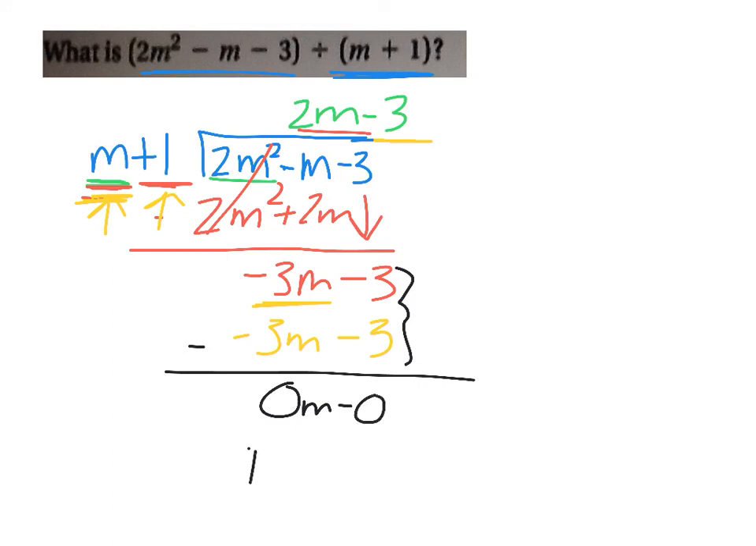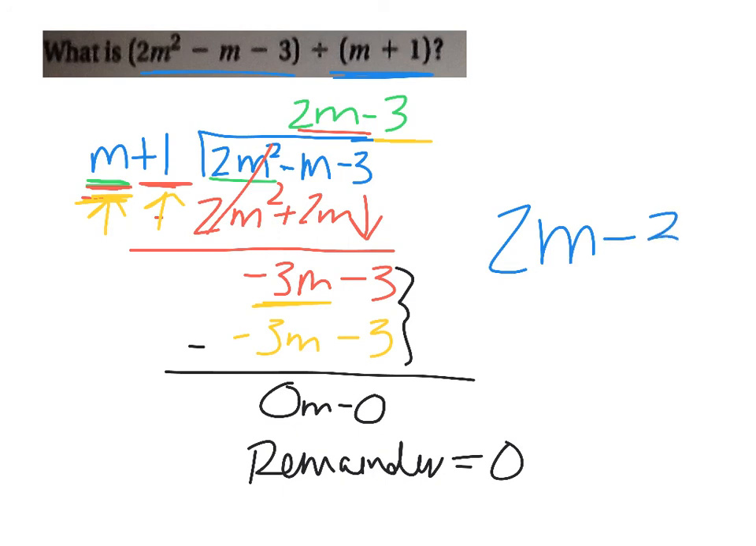Okay? In this case, our remainder is 0. It does happen just like in regular long division. So when that happens, you don't have to worry about it. We already have our final answer then, and our final answer for this one is 2m minus 3. So that is dividing a trinomial by a binomial using long division. Okay?